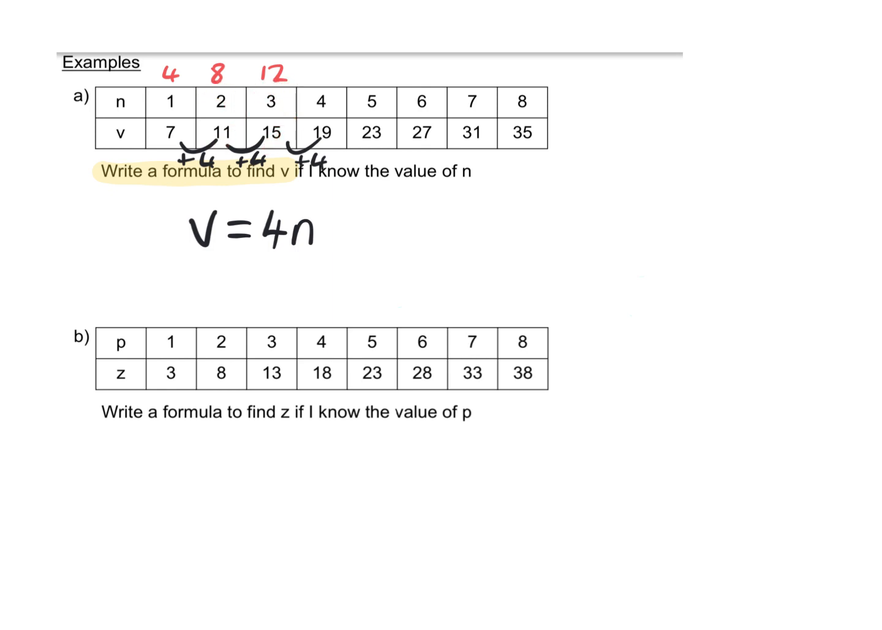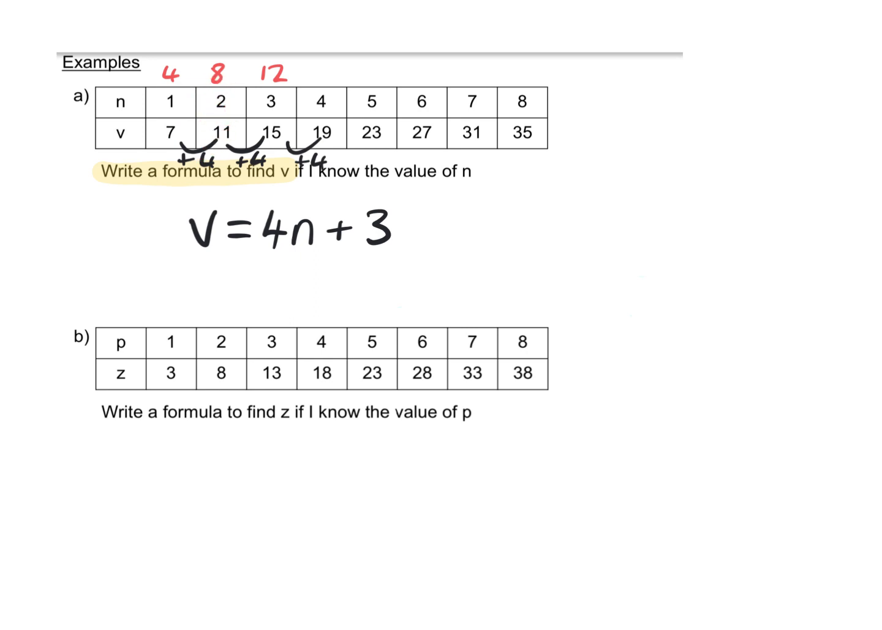So to finish off that formula, I need another step, which is add on 3. Now, let's just check if that works. So we're saying the v value, the number at the bottom, is 4 times the n value, which is the number at the top, and then add on 3. So 4 times 1 is 4, plus 3 is 7. 4 2s are 8, plus 3 is 11.